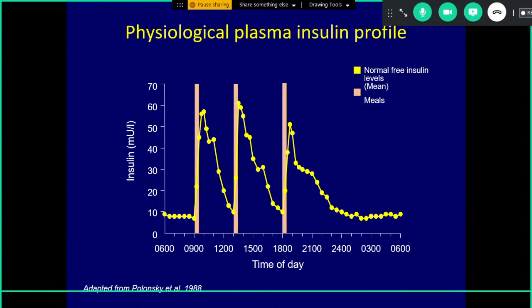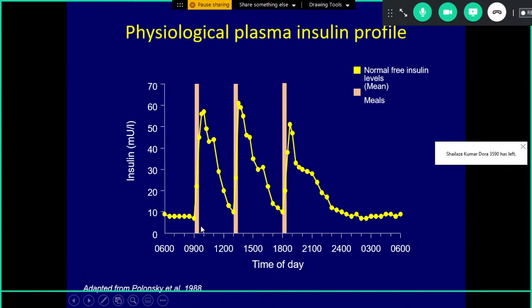This is what really happens in people who don't have diabetes, right? The first thing you'll realize is, even when they're not eating anything, it's not that their endogenous insulin levels go down to 0. There is always some insulin circulating in the blood. This is there to help suppress hepatic glucose output, but it's there.